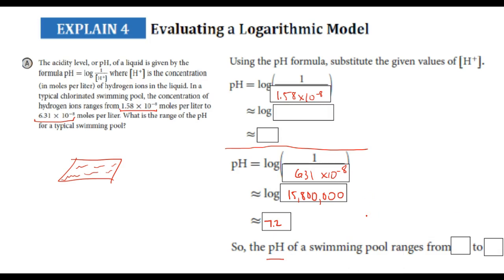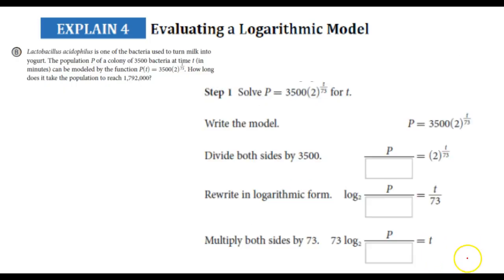Alright. So that would also be for this one about 63,300,000, and that yielded a log, or a pH level, of 7.8. So that means the pH level ranges from about 7.2 to about 7.8. Awesome. Let's go on to part B.